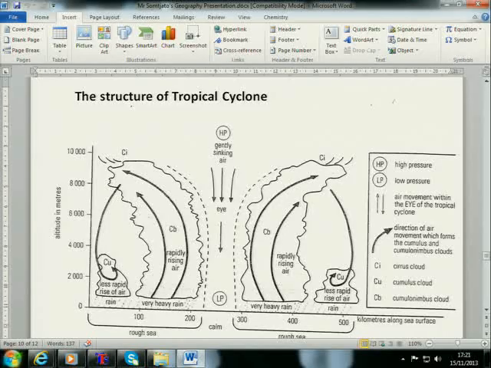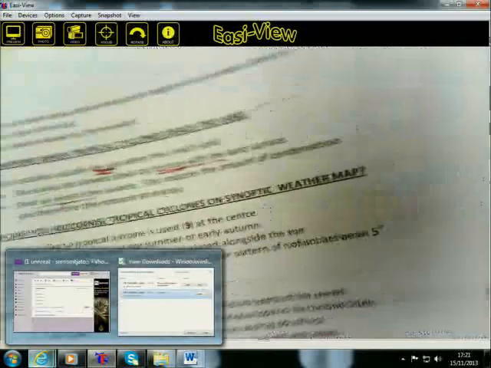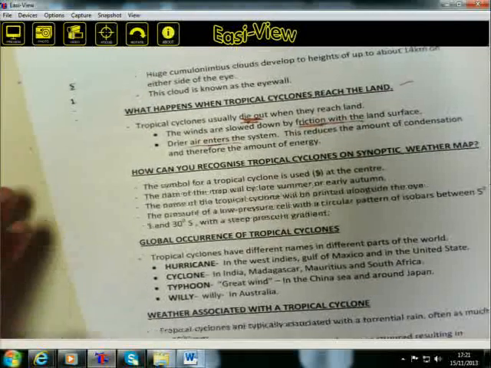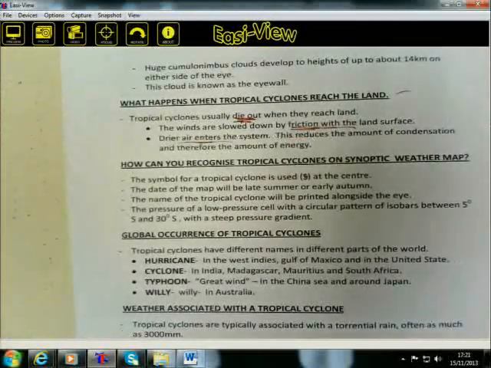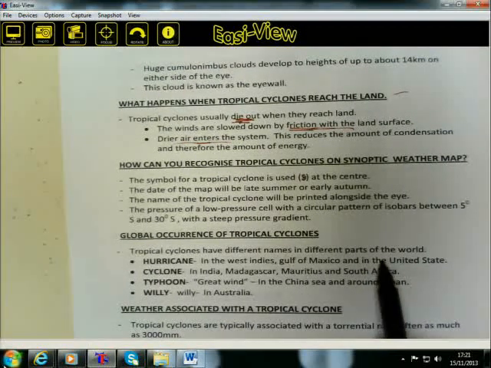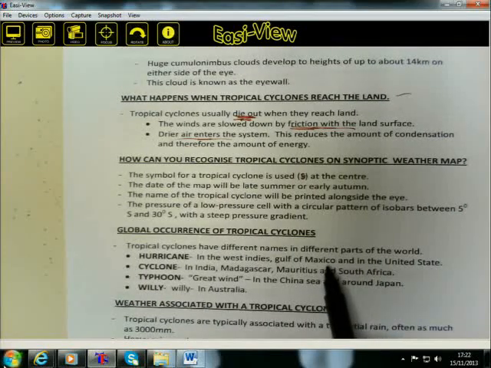Let us now look at another portion, the global occurrence of the tropical cyclones. We are saying the tropical cyclones have different names in different parts of the world.